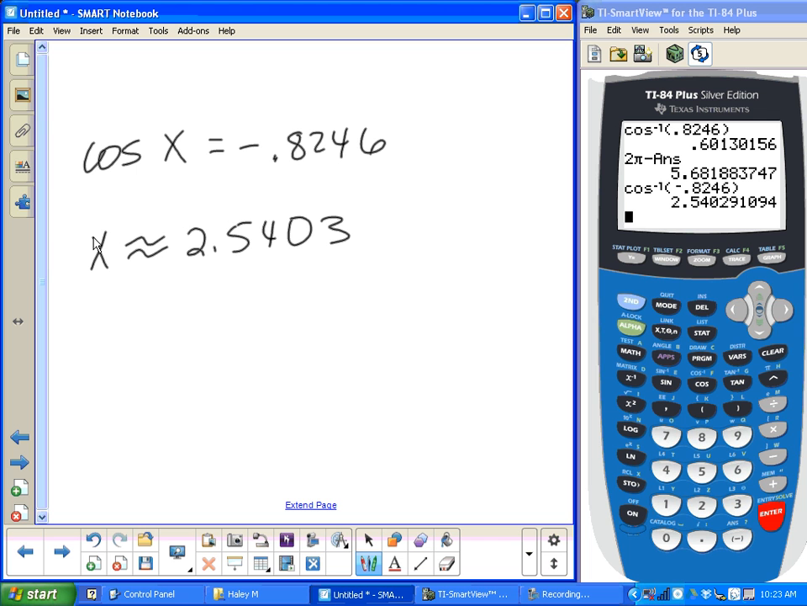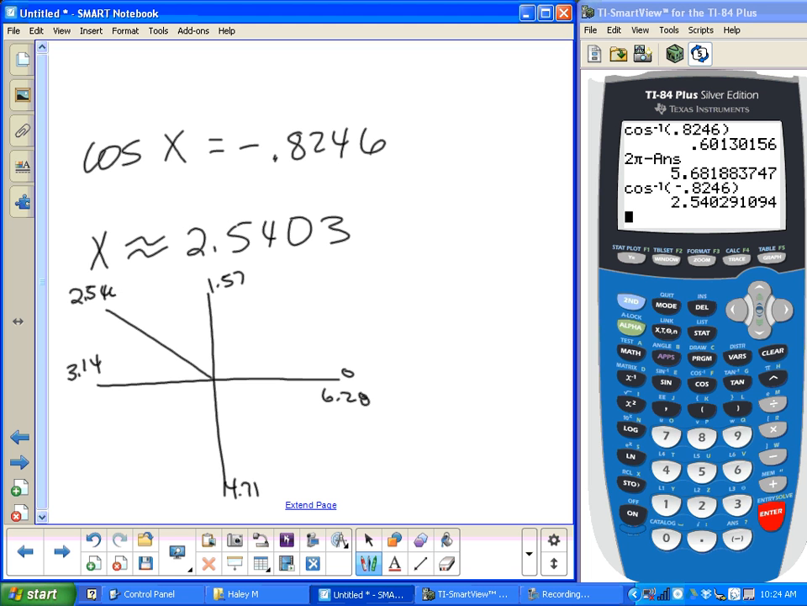There's got to be another answer somewhere, so we got to draw it. Now let's draw where that one is first and find the reference angle. Okay, so here we go. That's about 1.57. That's about 3.14. 4.71. I hardly ever remember that one. This one's 6.28 or 0. Okay, now, where's 2.5 something going to be? In the second. Okay, so 2.5403, right there.